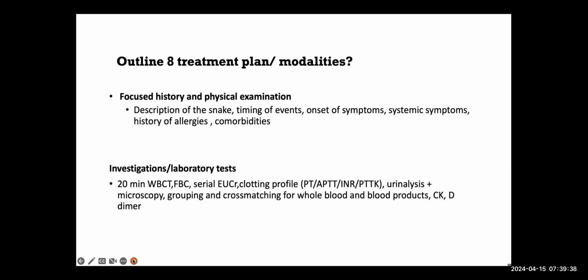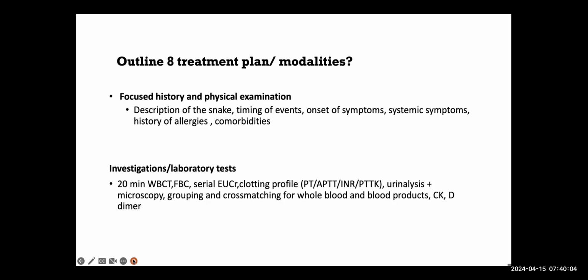When did the first symptoms start? There are systemic symptoms, which could be nausea, vomiting, syncope, which could be from an arrhythmia, or bleeding. Some of the things that help you point to systemic envenomation are also going to be very important. A history of allergies will also help you when you're giving medication to the patient, and comorbidities, which could be cardiac, respiratory, or any other systemic comorbidities.